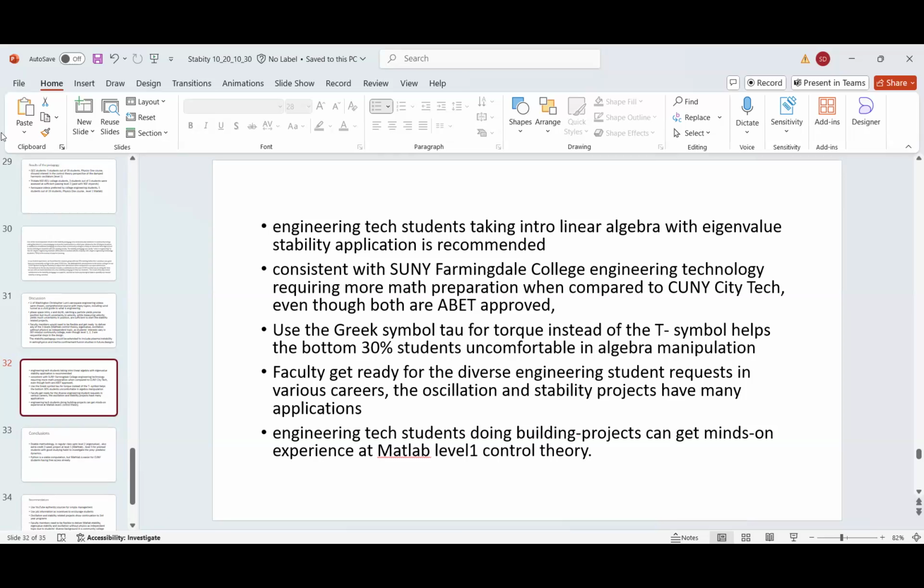Engineering tech students taking linear algebra with eigenvalue stability application is recommended, consistent with State University of New York Farmingdale College Engineering Technology requiring more math preparation when compared to City University of New York City Tech.